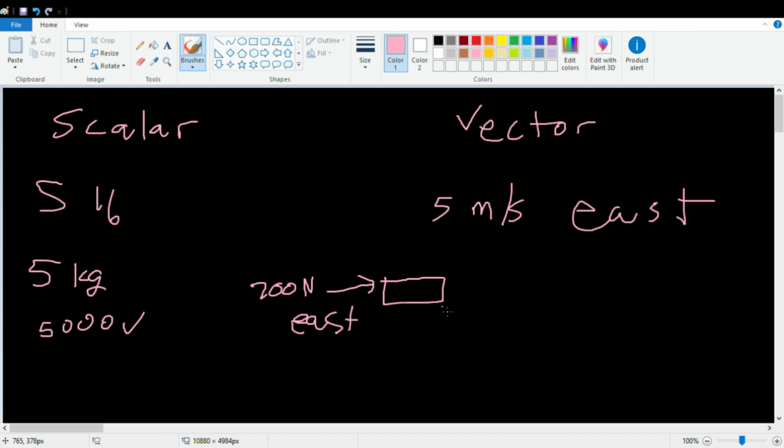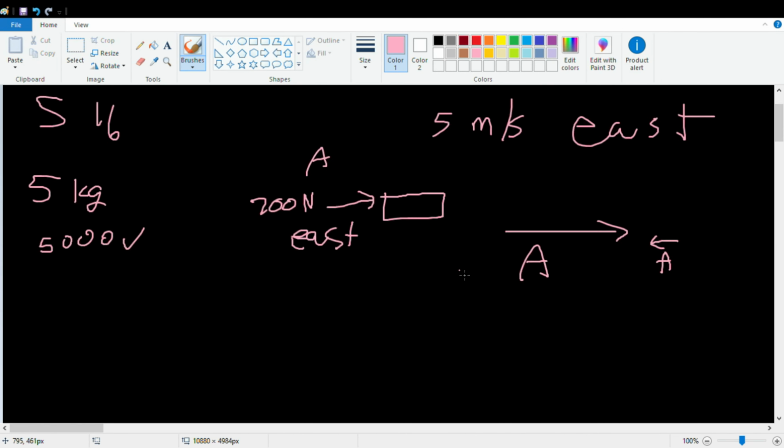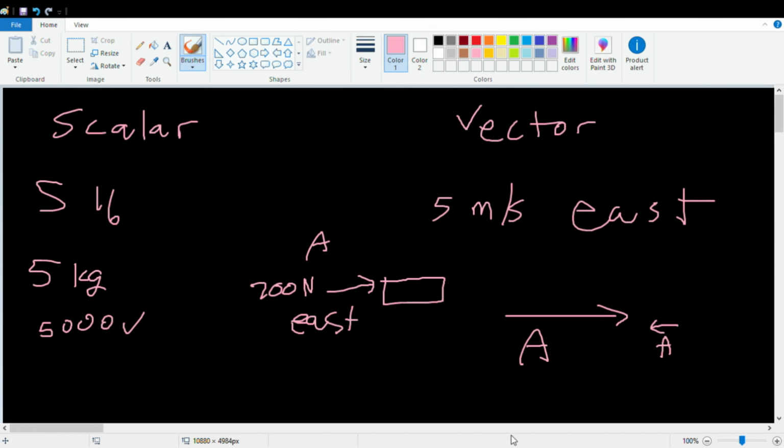So the way we're actually going to represent vectors is, let's call this vector A right here, and you would write it like that. It doesn't matter how you write it, just as long as you have an arrow above it, that means it's a vector.